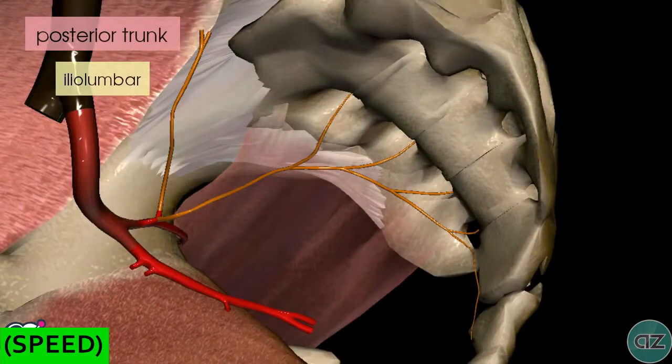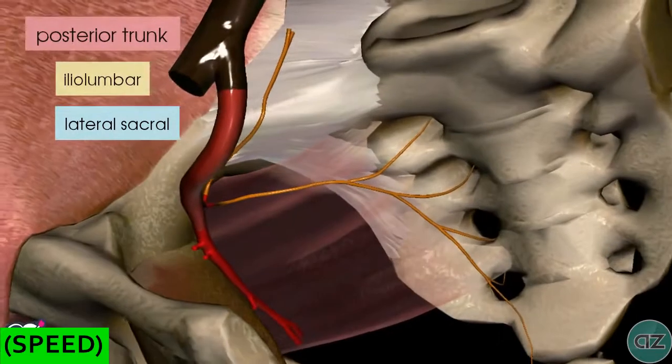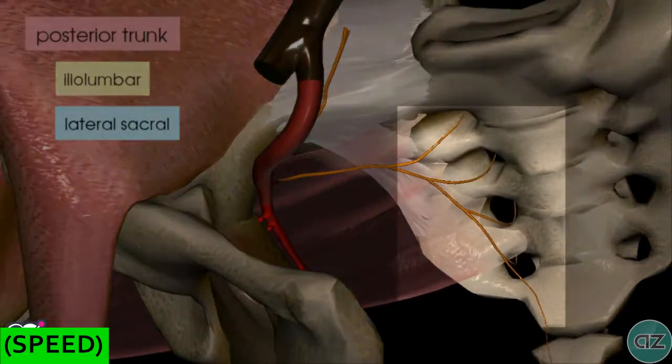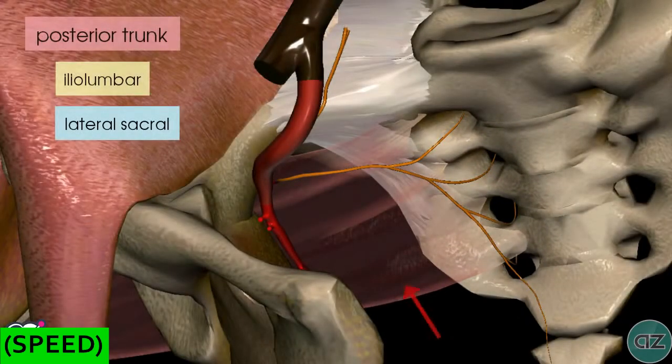So just coming back down again, the next branch is the lateral sacral arteries. If I just rotate the model around, you can see the lateral sacral arteries here entering the anterior sacral foramina, and this artery runs just in front of the piriformis muscle, which you can see has been made transparent.